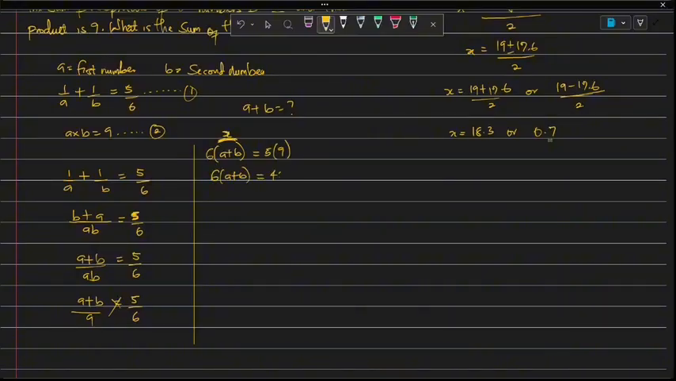So I have 6 into bracket a plus b is equal to 5 times 9, which is 45. Therefore I could divide both sides by 6, and I get a plus b is equal to 45 over 6. That's my final answer. Can I leave it like this? Now, this is an improper fraction, so I have to either leave it as a decimal or as a proper fraction. Let me just leave it as a decimal. 45 divided by 6 is 7.5. Therefore, a plus b is equal to 7.5.